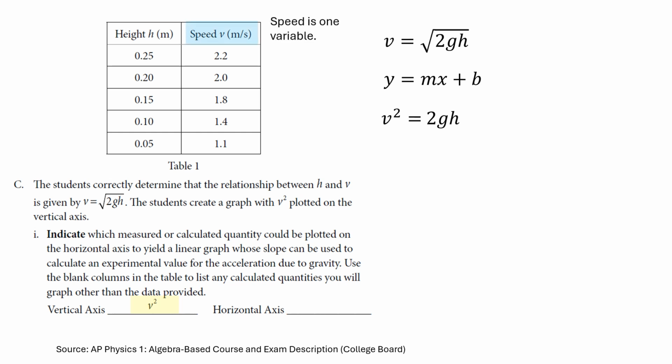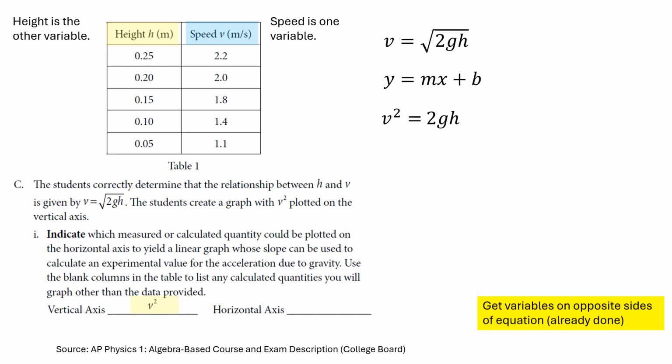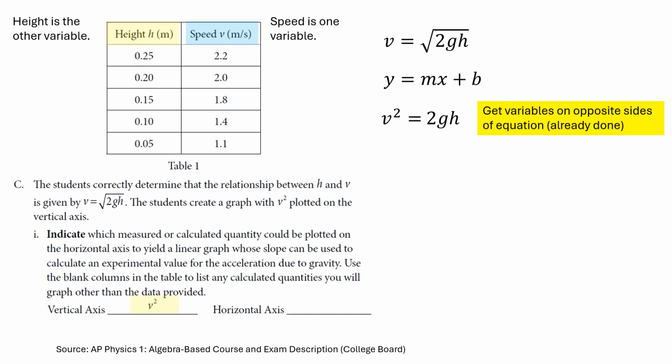So speed is one of the variables. That's the one that I'm putting on the vertical axis, speed squared actually. The other thing that's changing is the height. So now we have to identify what's changing and then find where that is in the equation. If the variables aren't already on opposite sides, it's really important we do a little bit of algebra to get them on opposite sides because I need one variable on the left and one variable on the right. So that's already done. V is on the left, h is on the right.